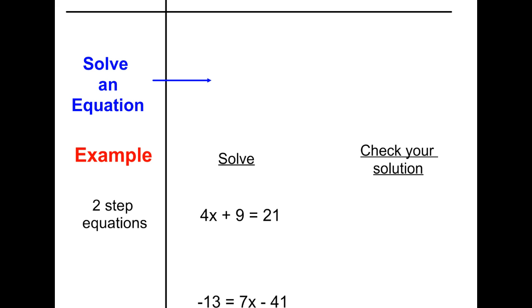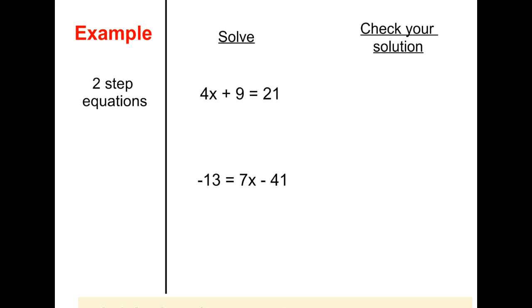So remember, an equation versus an expression. An equation has an equal sign, expression does not. So you get the variable by itself, and then you find a number that makes the solution, or makes the problem true. So here's an example. Let's solve. First thing we need to do is get x by itself.